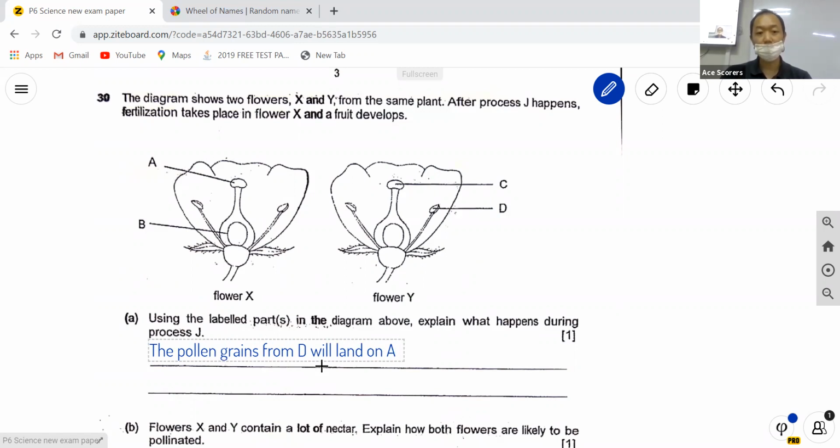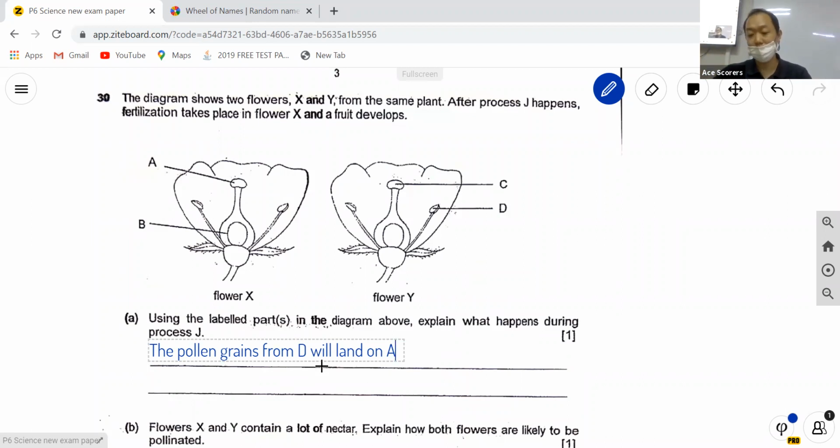Okay, but that's not all, because process J is pollination. Is pollination just pollen grain flying on one side? Is that all? Just pollen grain flying there, then is that the end of pollination? That's not the end of pollination, okay? So you have to talk about the entire pollination process.